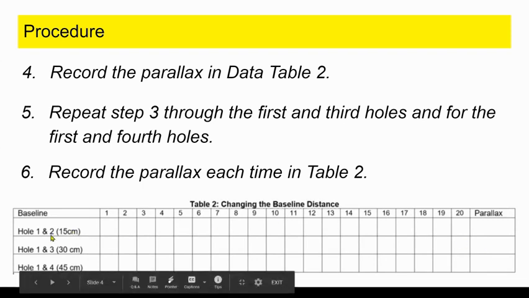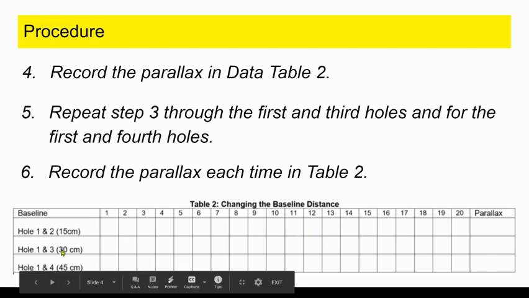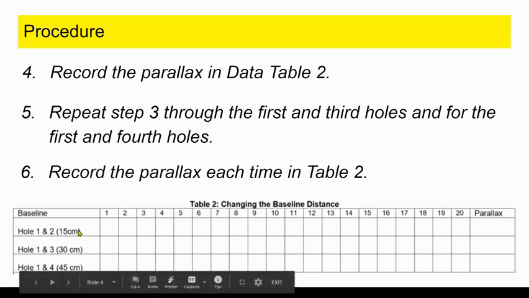So for hole 1 and 2, you're going to note which 2 lines were blocked between hole 1 and 2, and then do the same thing for hole 1 and hole 3, and hole 1 and hole 4. As you can see, because each of the holes is a set distance apart, we're increasing our baseline from 15 centimeters to 30 and then to 45.